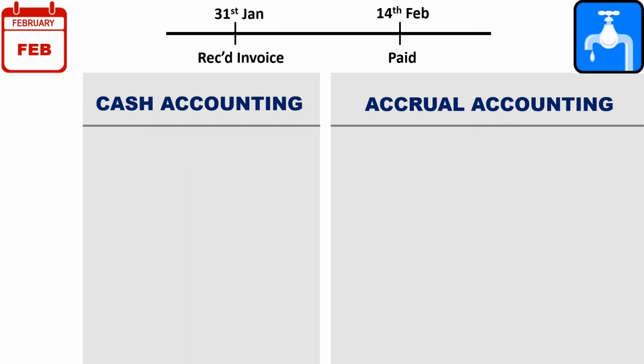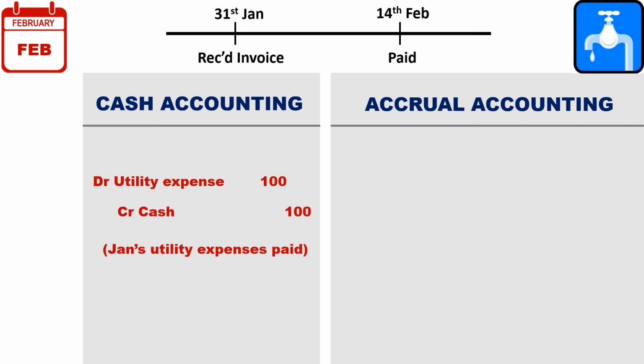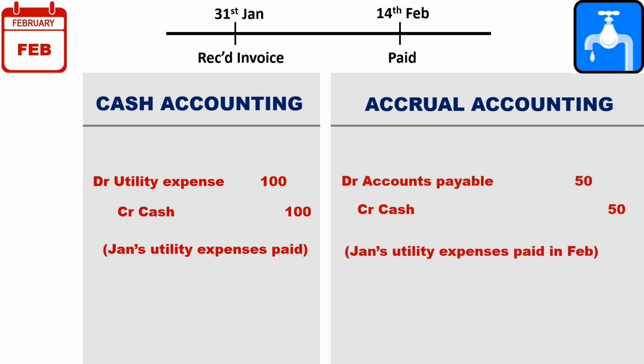Let's take a look at the first scenario where Bob received the invoice on 31st January. In the month of February, when Bob paid for the utility bill, he would record the expense in February under the cash accounting method. On the other hand, under accrual accounting, as the utility expense has been recorded in January, when Bob makes the payment in February, the journal entries to record this payment will be debit accounts payable and credit cash.